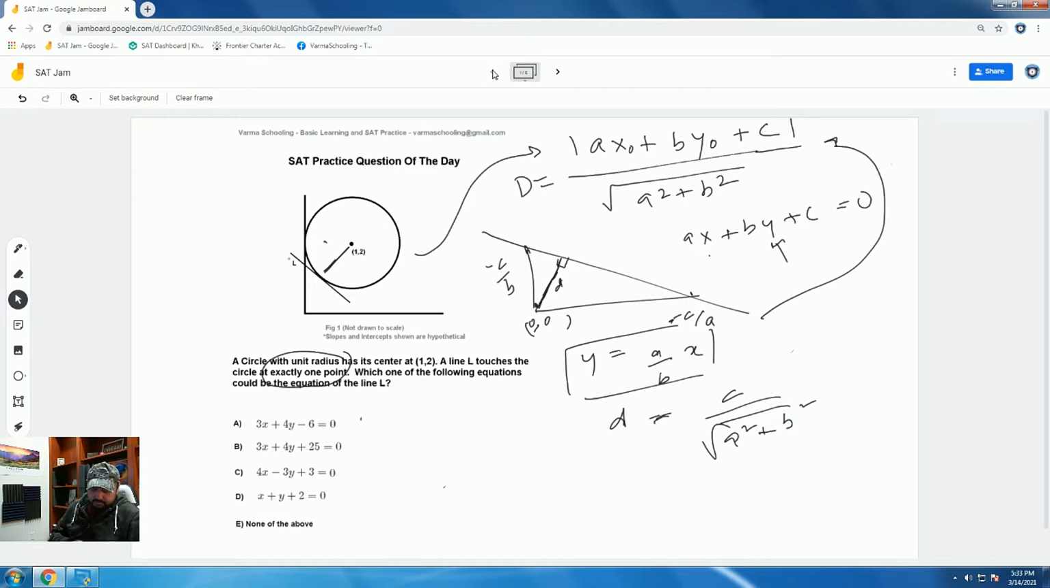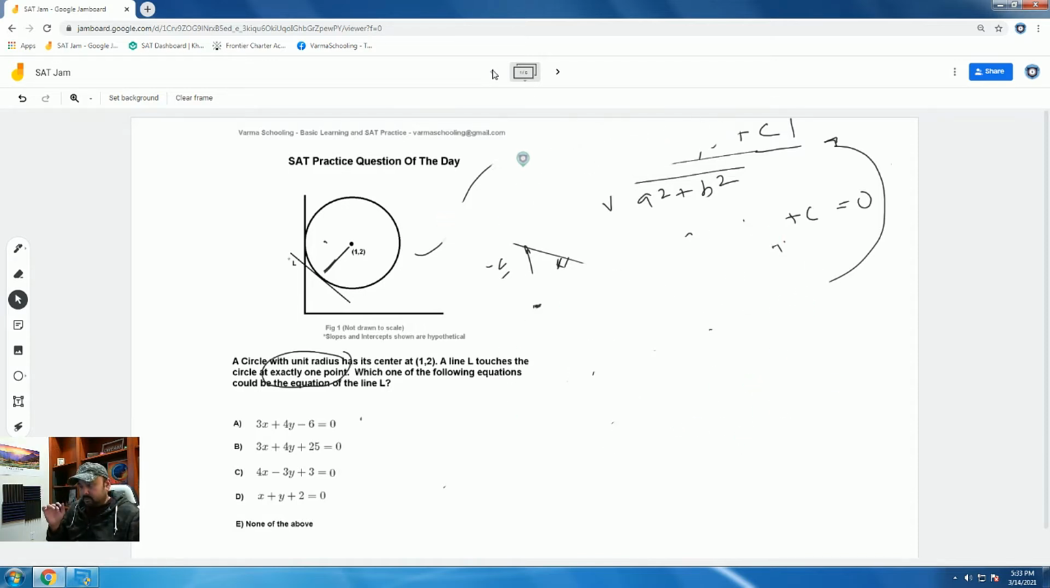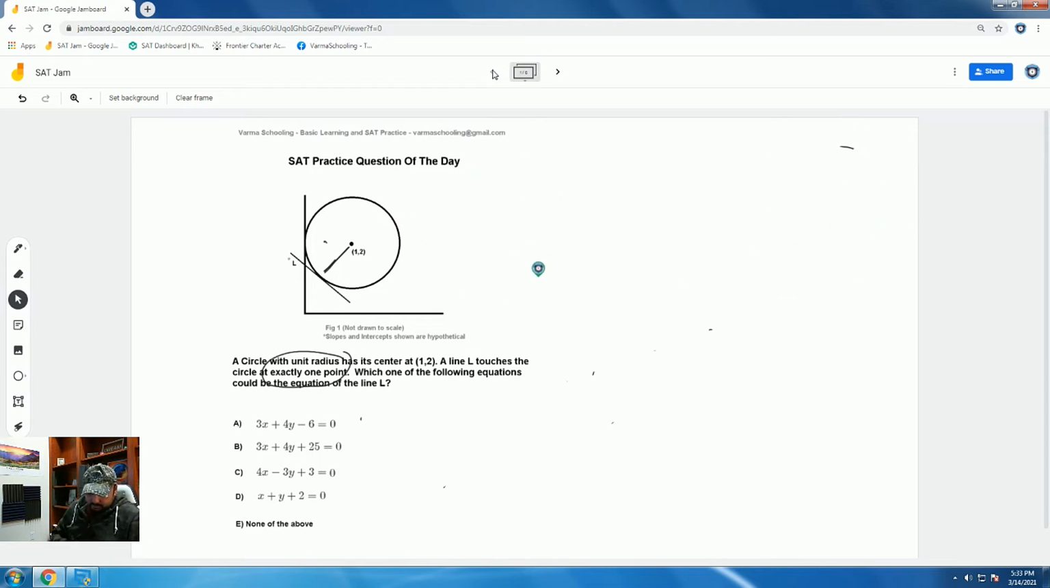Okay, so without further ado, we're going to plug these values into the formula quickly. So let's assume that we know that formula, and we're in a time crunch, and we have to go right into it. So then we can start plugging in the values here. So 3 times 1 plus 4 times 2. Well, we're on a clock here. Minus 6, divided by the square root of 3 squared plus 4 squared.